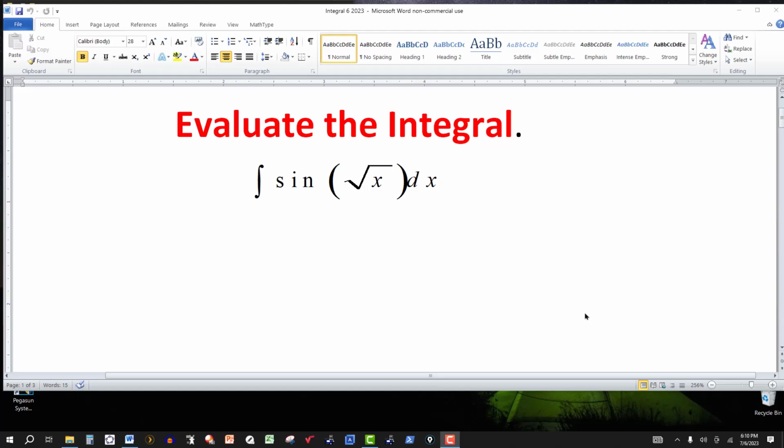Here is the integral for today's video. If you want to give this a try, go ahead and pause the video. I'll be right back.